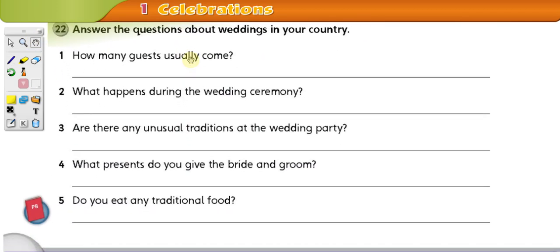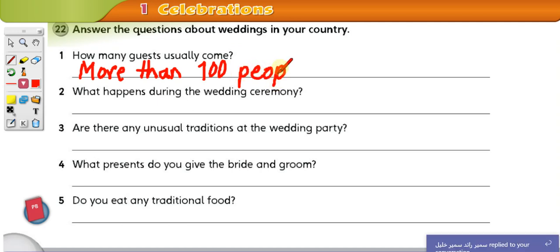Now we need to answer these questions about our country, Jordan. In Jordan, how many guests usually come? Actually, more than 100. It's a very big amount of people. So people used to come, more than 100. Okay. What happened during the wedding ceremony in Jordan? Actually, they used to exchange gold rings.